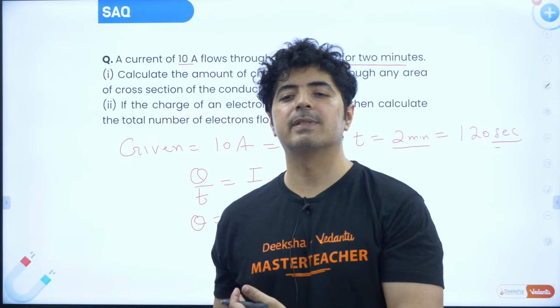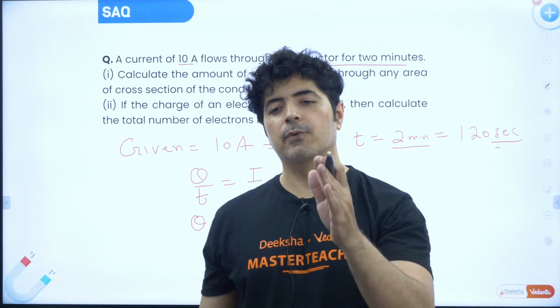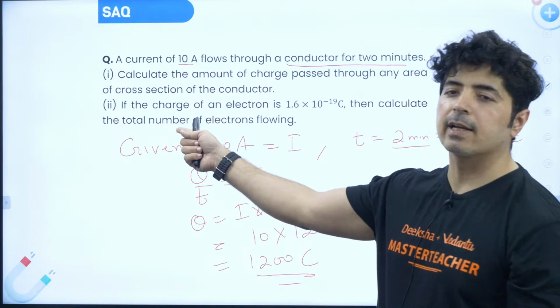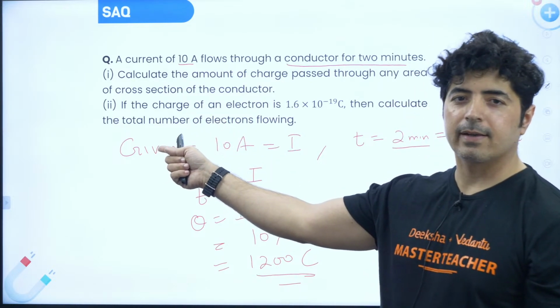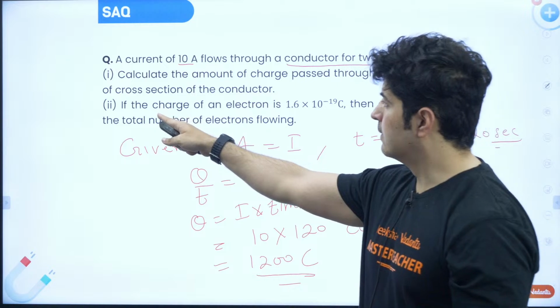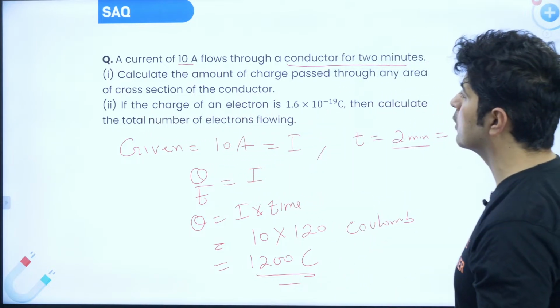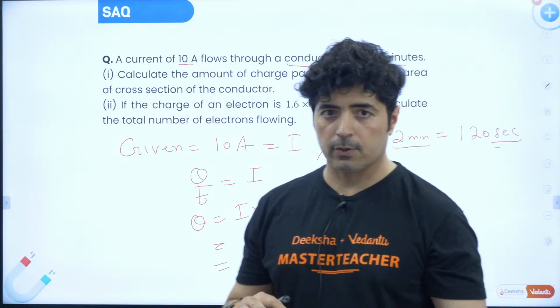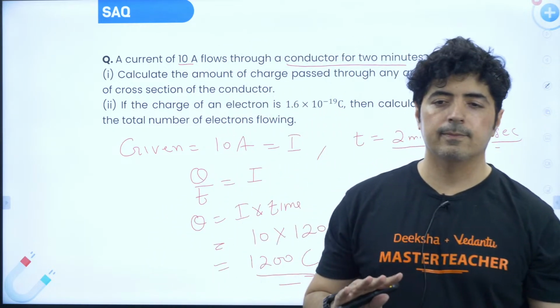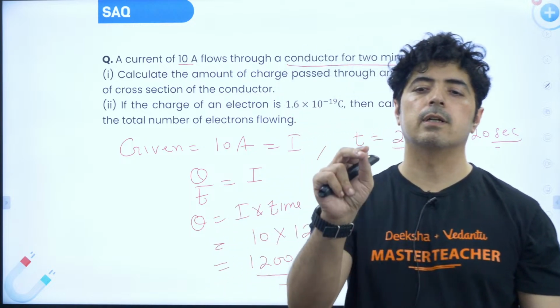Yeah, but I have solved 90% of it, so don't be too happy now. If you really want to do something, try to do the second one by yourself. The second question says, if the charge of an electron is 1.6 into 10 to the power minus 19. Again, guys, this is a past year problem. The problem is easy. All you need to know is a little bit of formulas.